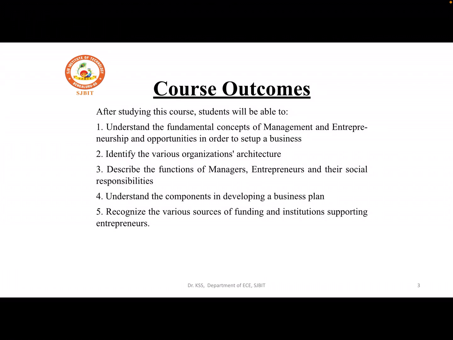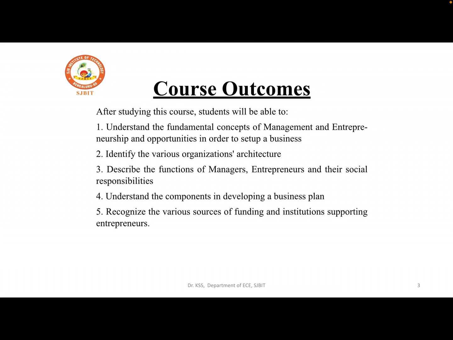The third outcome is that you will be able to describe the functions of the manager, entrepreneur, and their social responsibilities. The fourth outcome is to understand the components in developing a business plan. If you want to start a business, you should have a proper business plan. You need to develop the business plan. The last outcome is to recognize the various sources of funding and institutions supporting entrepreneurs.